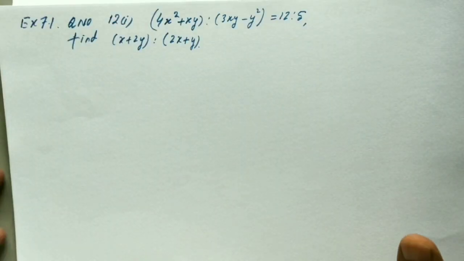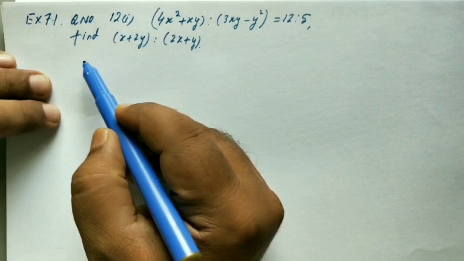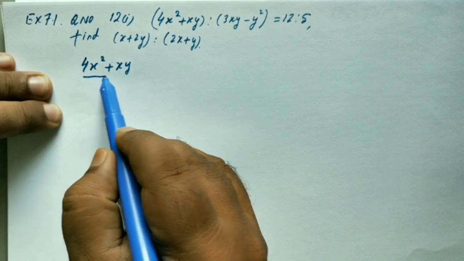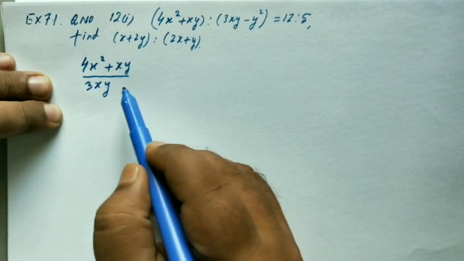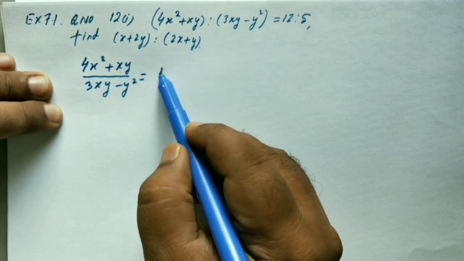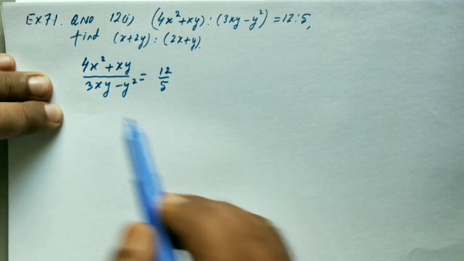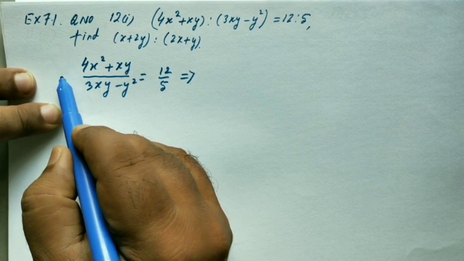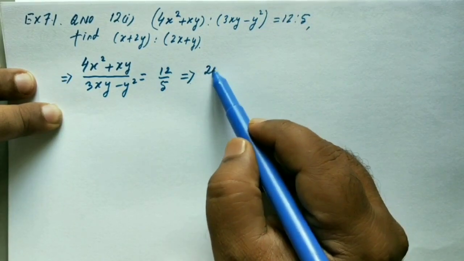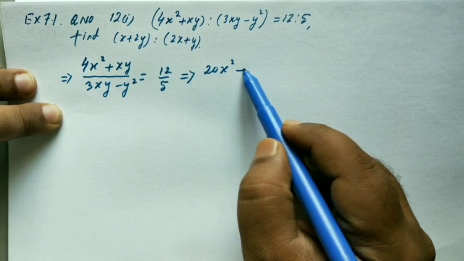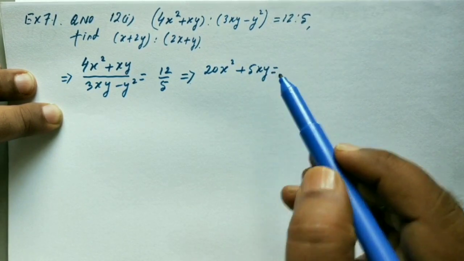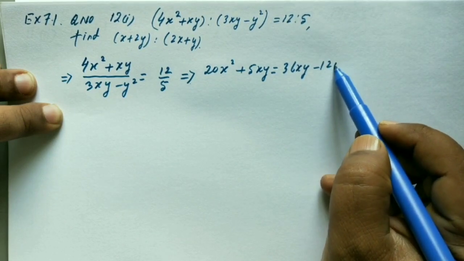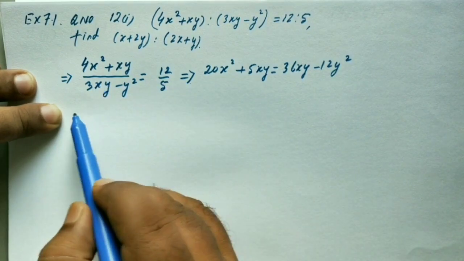So this is also a very important question. First, what you write? You write here (4x square plus xy) divided by something is equal to 12. But there are many methods, so I am explaining you one of them. So I am writing it horizontally. This can be simplified and you get 20x square plus 5xy is equal to 36xy minus 12y square. Cross multiplication.